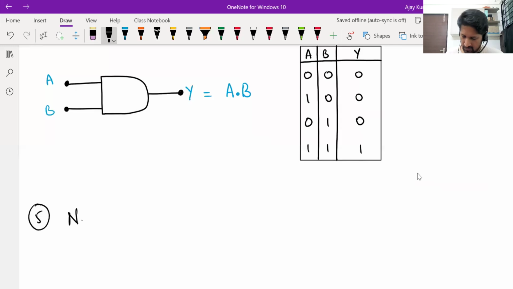Next is the last one, which is a NAND gate. As the name suggests, it is the negation means opposite of AND gate.